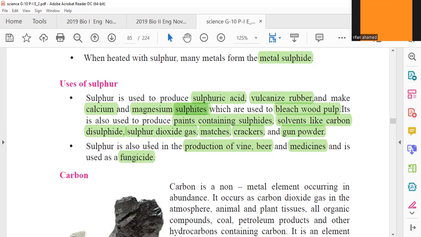So this is the total story behind sulphur. I will send you the short questions with respect to sulphur. You children work it out, complete it, and wait for the scheme.